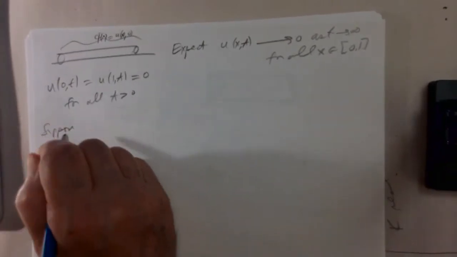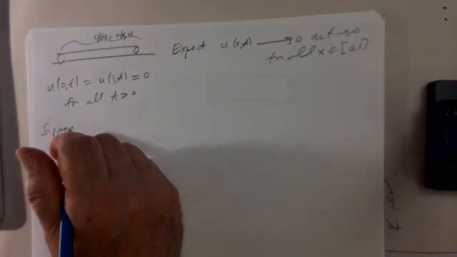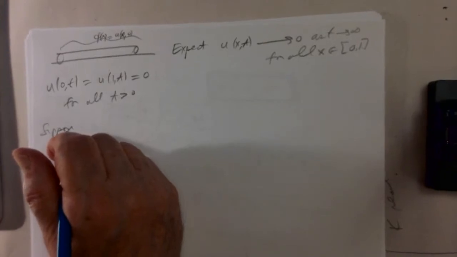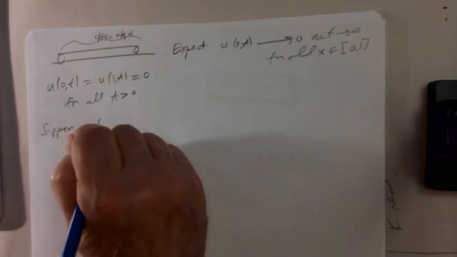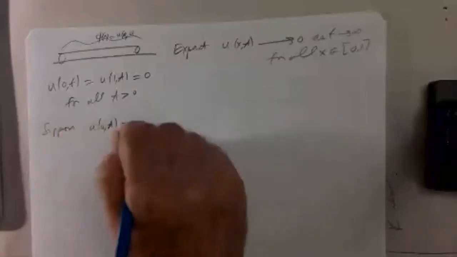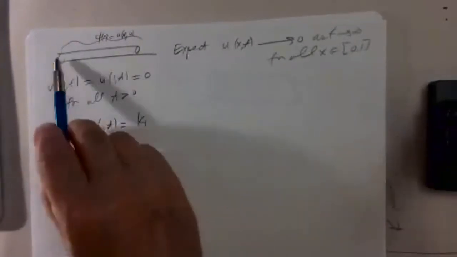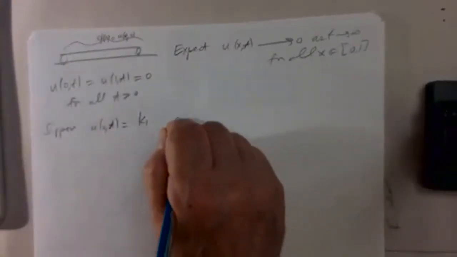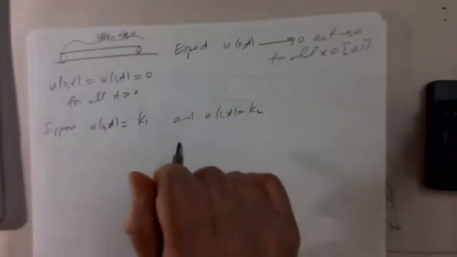Suppose we had something different. Suppose we started with a boundary condition, sorry, where the temperature was K1 at the left end of the rod, and at the right end of the rod, it was some temperature K2. What would we expect to happen over time?